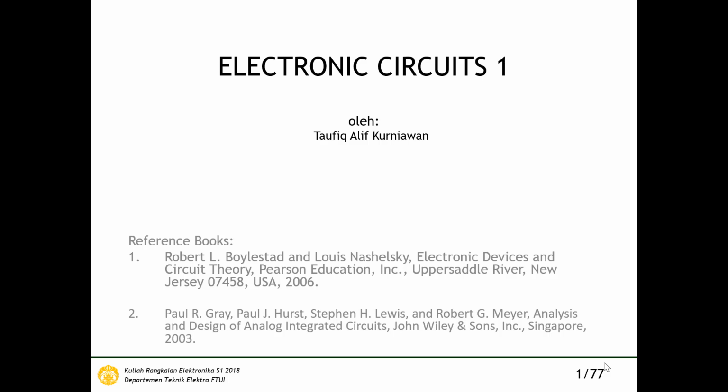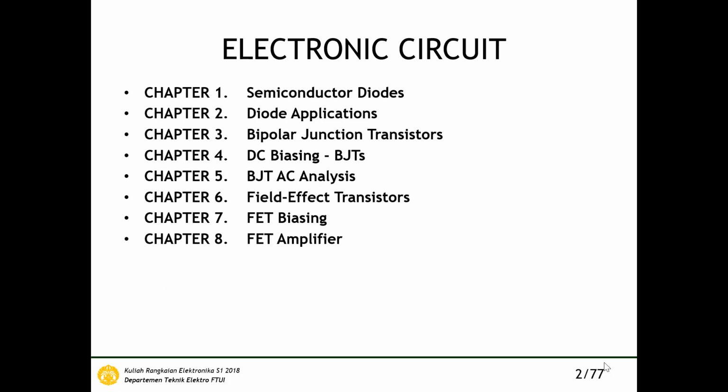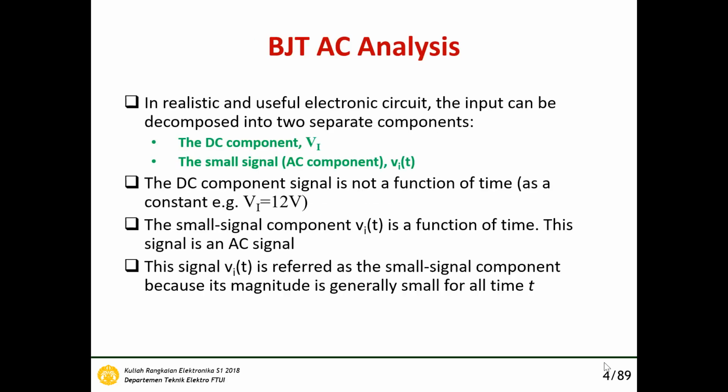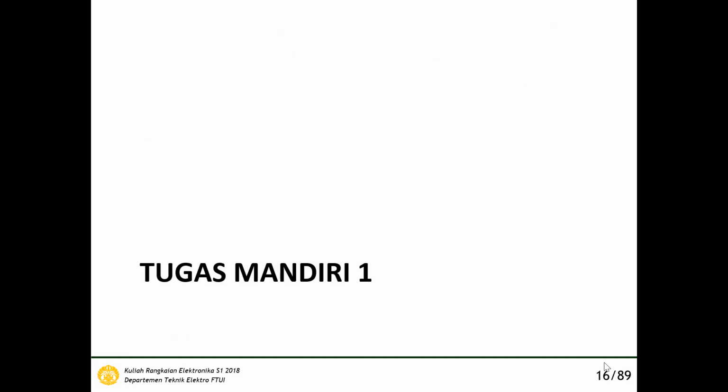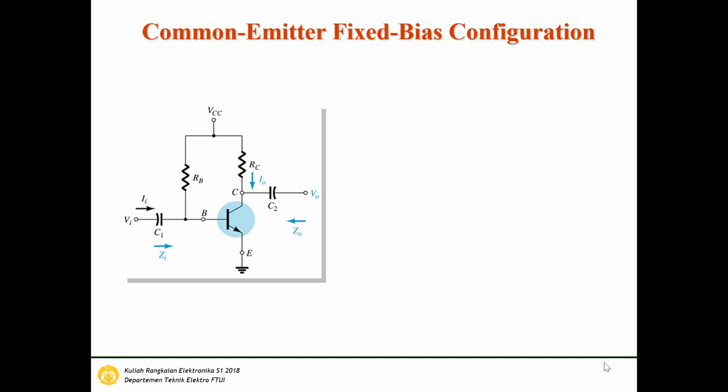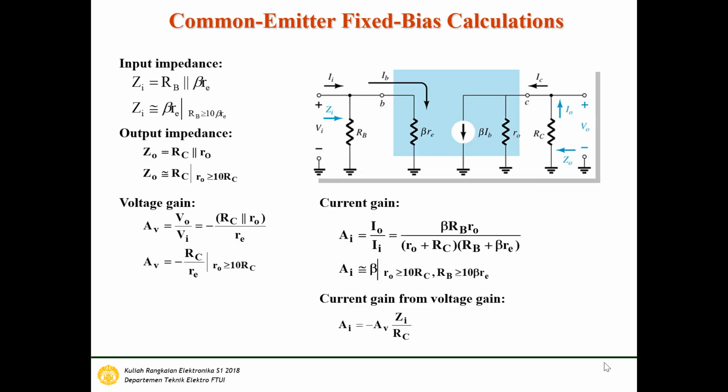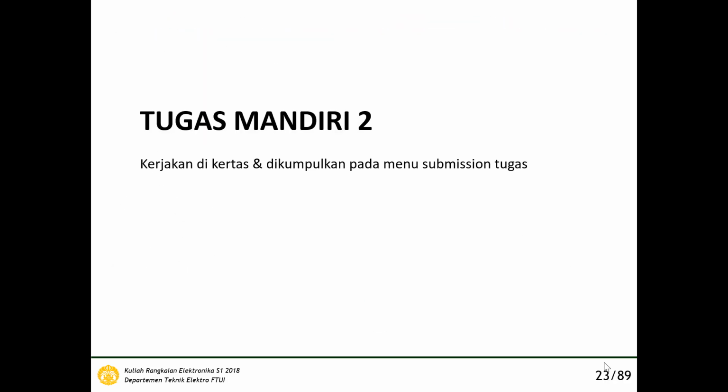Good morning. Today we will continue our discussion in Electronic Circuits 1. We already discussed Chapter 5, BJT AC Analysis part 1, last week, and today we will continue to BJT AC Analysis part 2. Okay, we already discussed the re model and hybrid pi model last week.